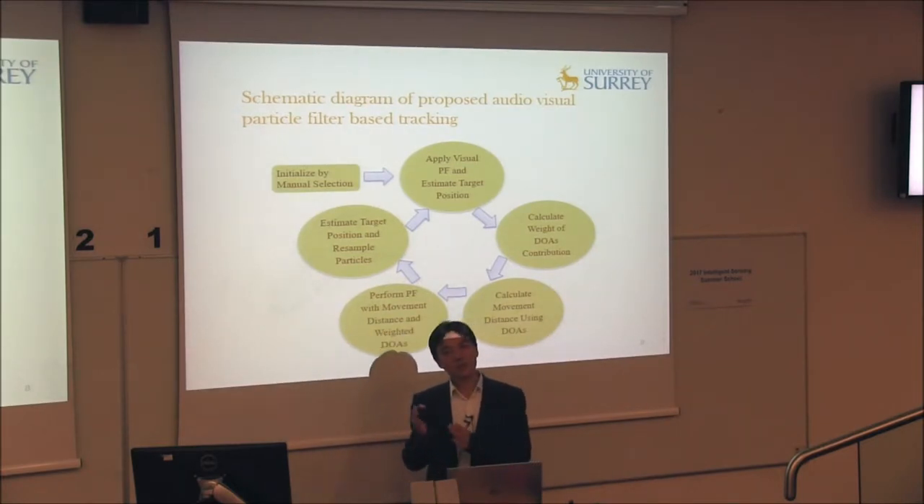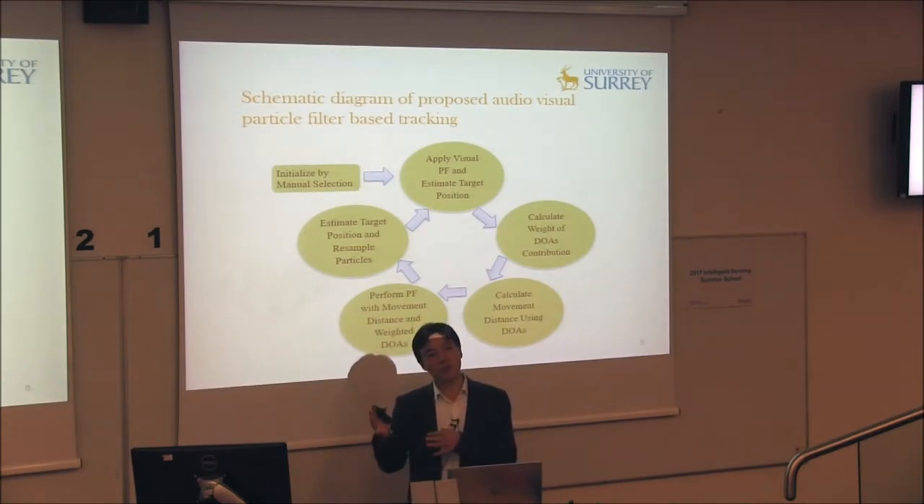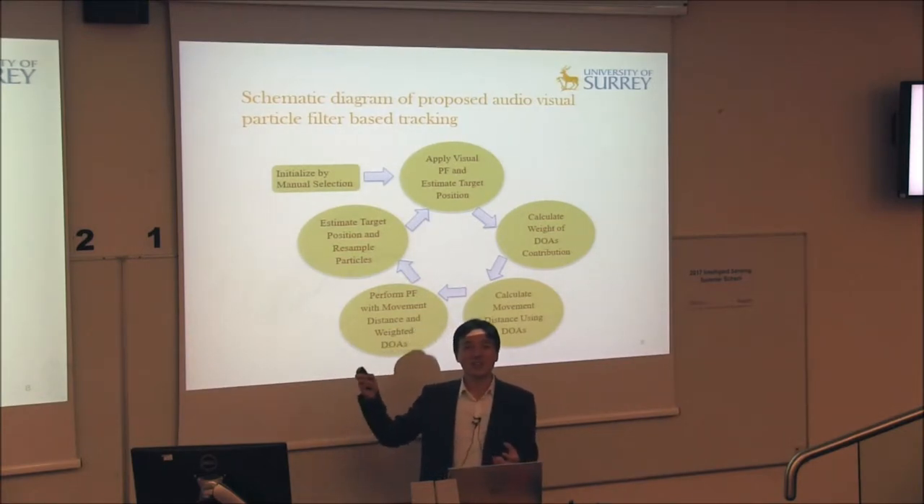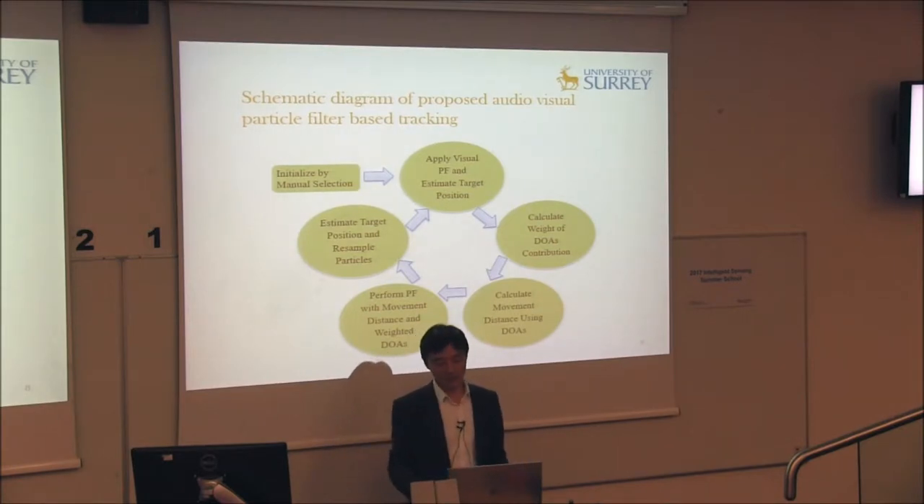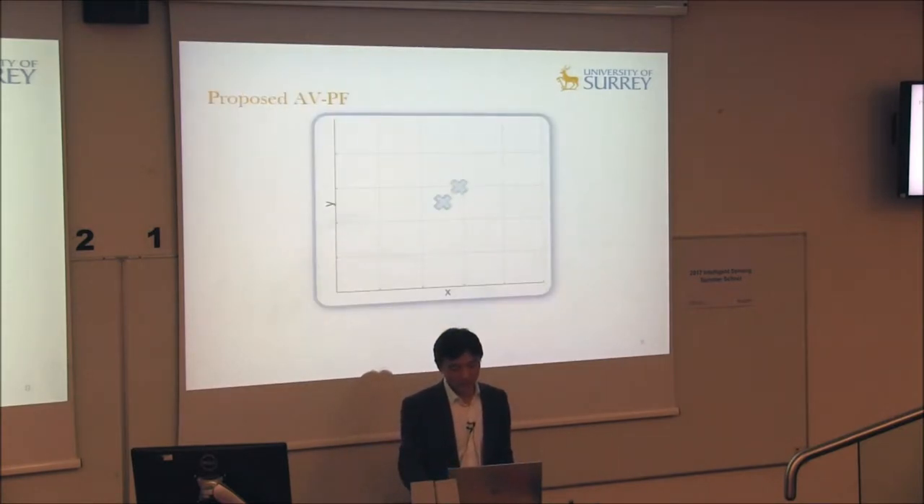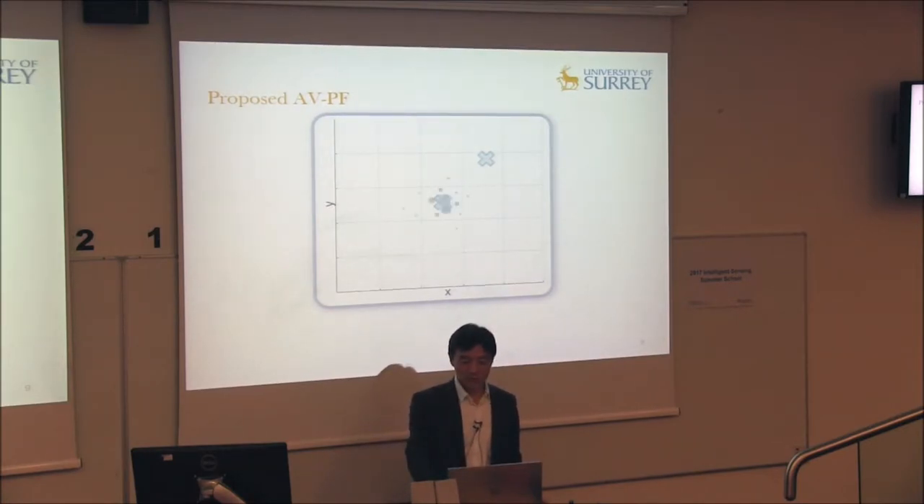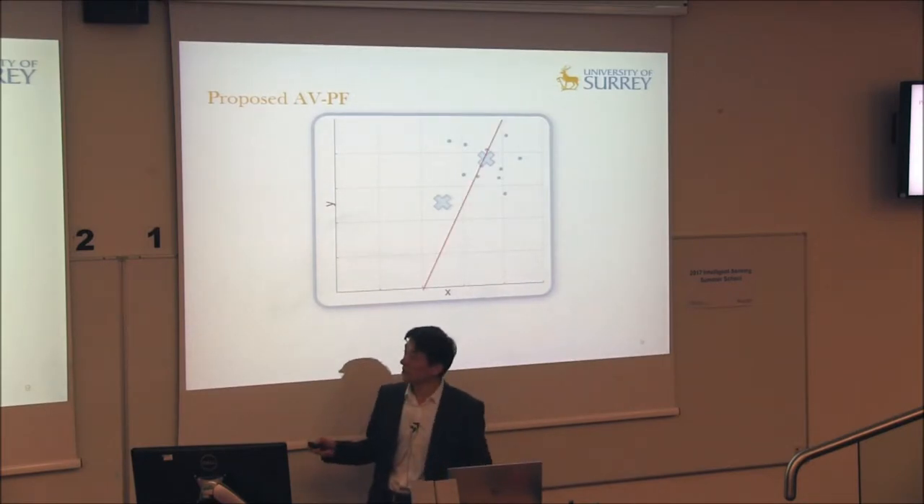Because the DOA information tells you where likely in the acoustic scene you have audio sources with respect to the microphone array. Does it make sense? So you have two sets of information. Rather than just visual information, you have audio information as well. What if I use the animation to show the idea? Basically, this is the same as in the original visual particle filters, and you propagate particles, but now you have this DOA.